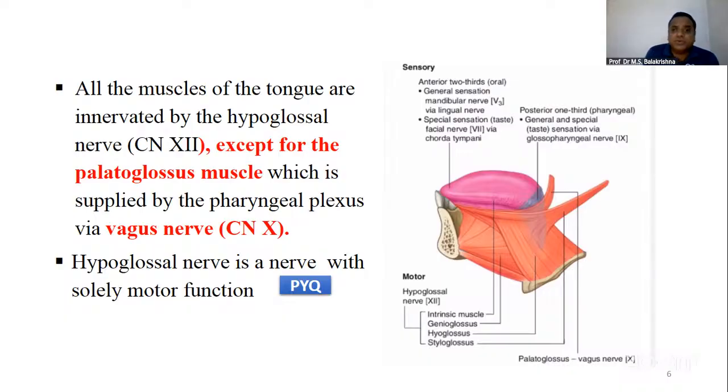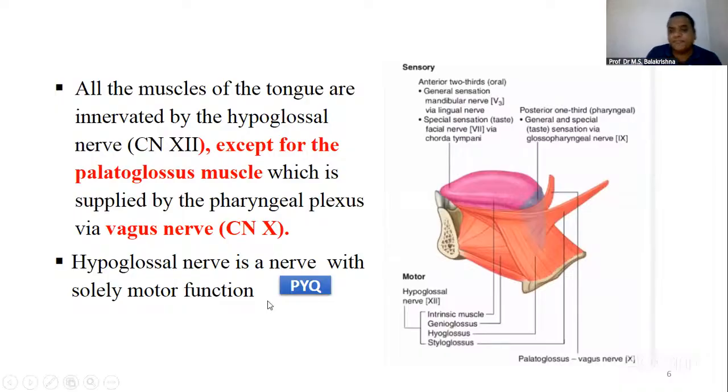So next PYQ is hypoglossal nerve is a nerve with what function? Purely motor function. Now the purpose of this question doesn't end here. You should know 1 to 12 cranial nerves. How many are sensory? How many are motor? How many are mixed? This comes under motor category. So you have to read in and around all those things. One muscle given, the nerve supply of others also you should know. If hypoglossal nerve is motor, what are the other cranial nerves? Like that, you should know in and around the topic.